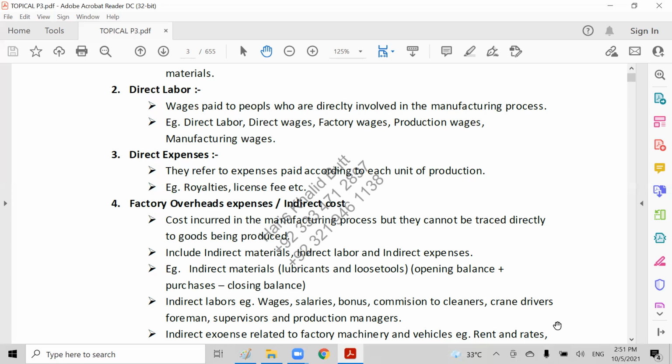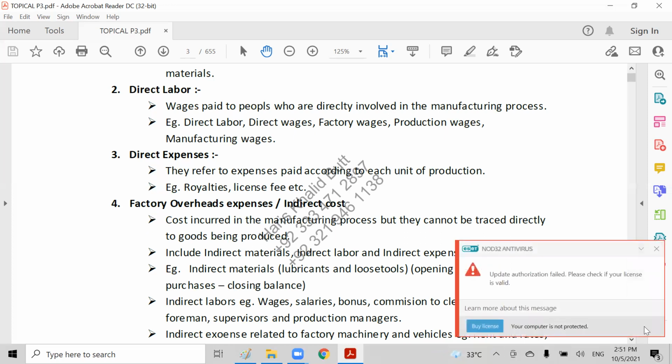So these license fee and royalties are the direct expenses, and they are also known as direct expenses, but they come after direct material, right?